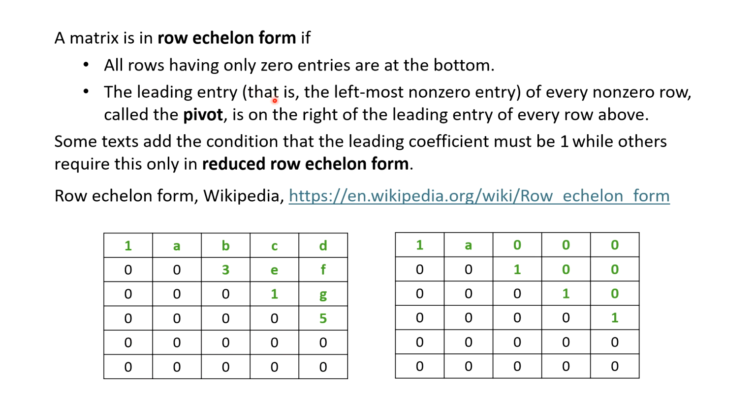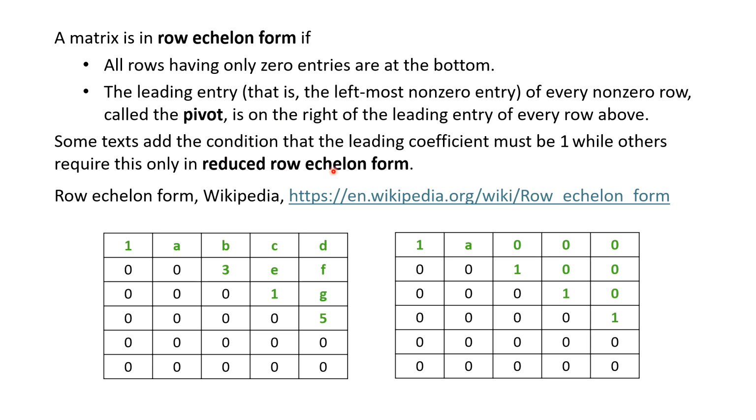And then the leading entry, that is the leftmost entry of every non-zero row, which is called the pivot, is on the right of the leading entry of the row above. So you keep moving to the right as you go down. And this is the leading entry here for this row, here for this row, and this row, and this row. And that's all you need for row echelon form. And you get your matrix into that form using the row operations I talked about on the previous slide.